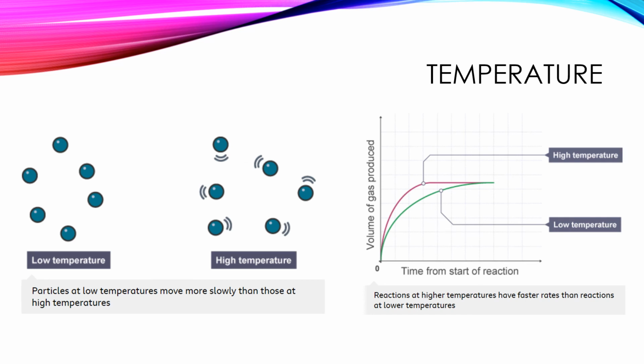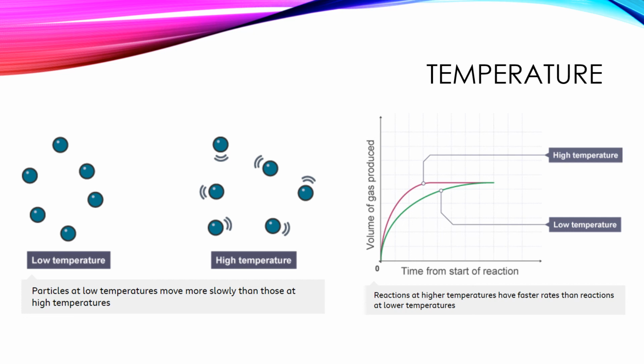Continuing with temperature. So if we increase the temperature of a reaction, this increases the rate of reaction. So at higher temperatures, the particles can collide more often and with more energy, which makes the reaction take place more quickly. If we look at the graph to the right, you can see the effects of both high and low temperatures on the rate of reaction.